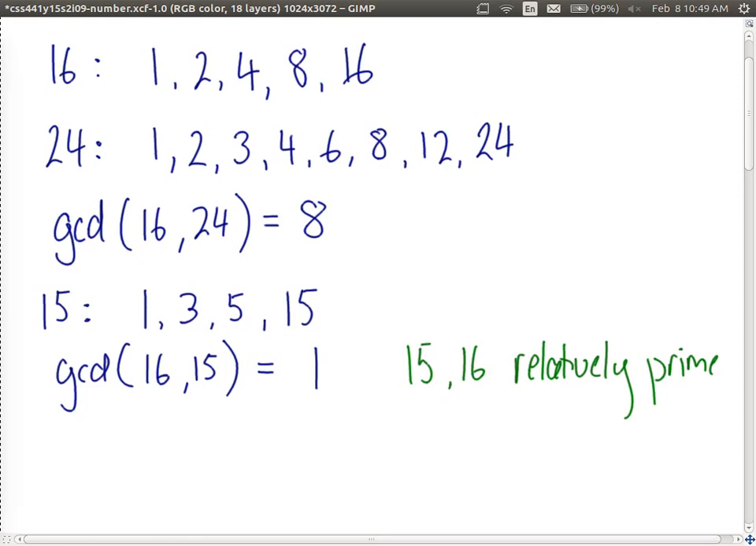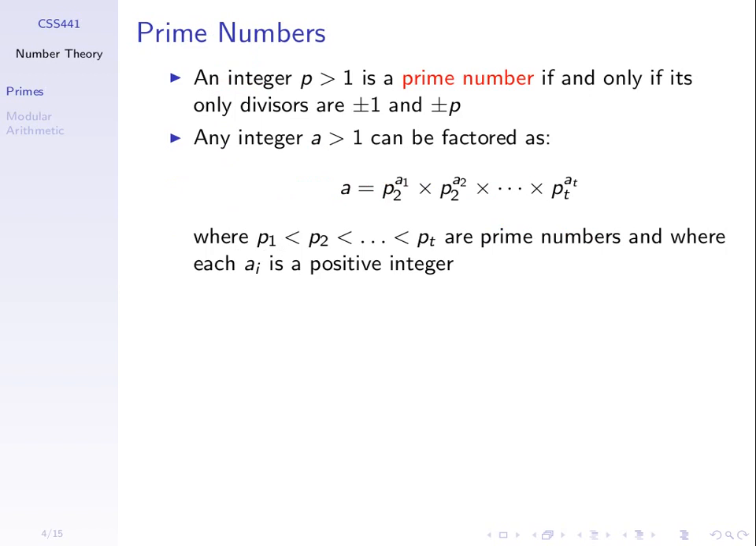The next thing we know about is prime numbers. So instead of writing the divisors, we often think about the primes. What's a prime number? Any integer greater than 1 is prime if and only if its only divisors are plus or minus 1 and plus or minus p itself. It can be divided by 1 and itself only.